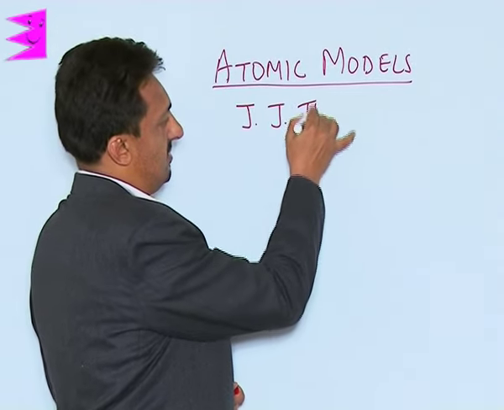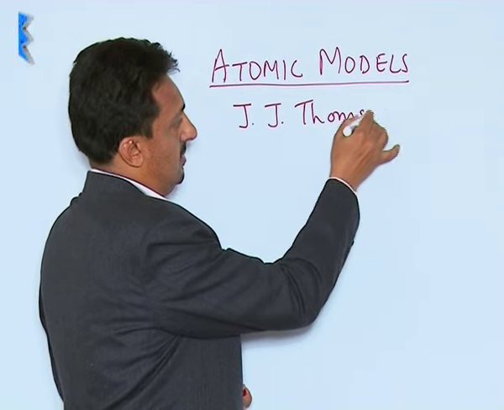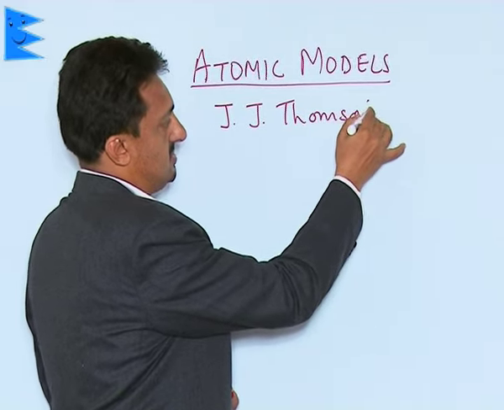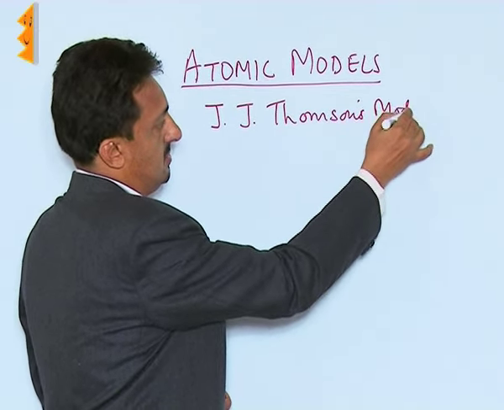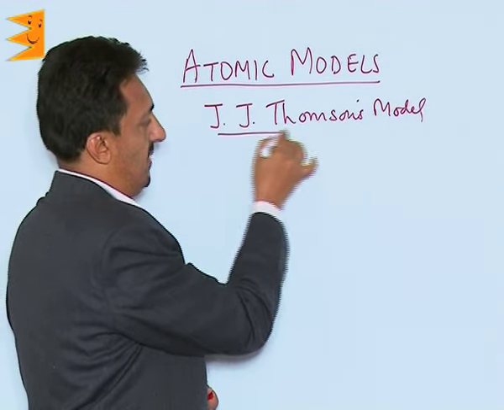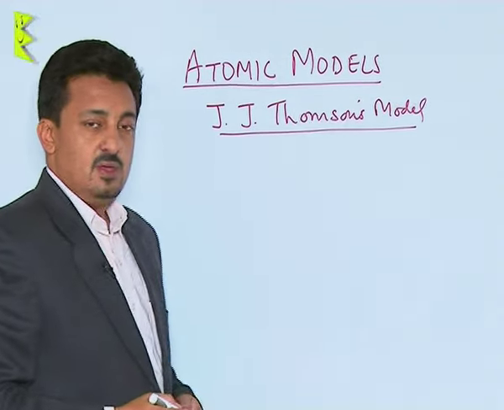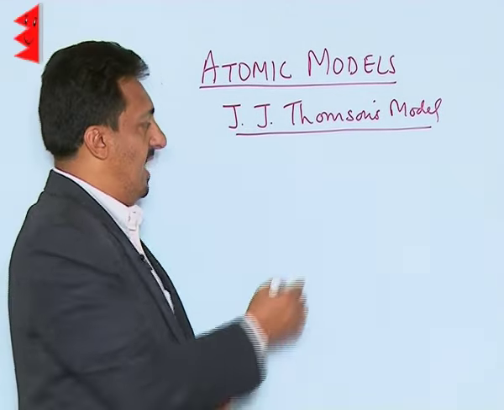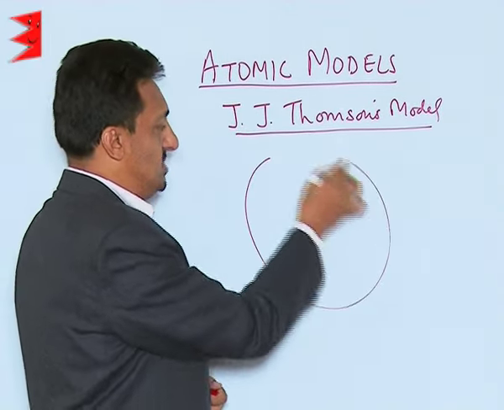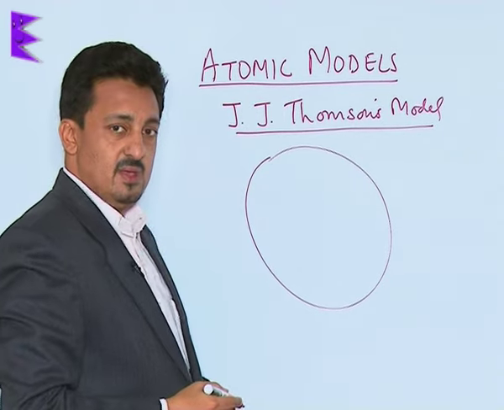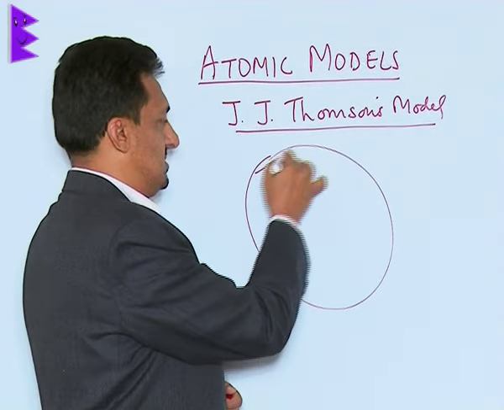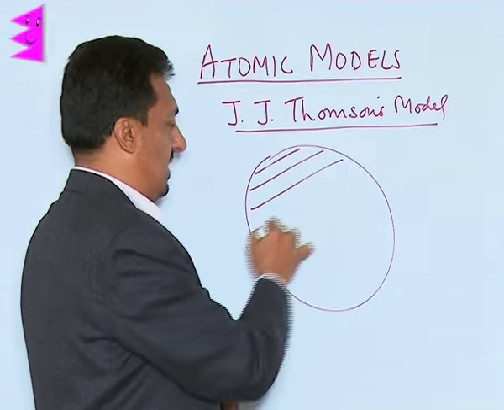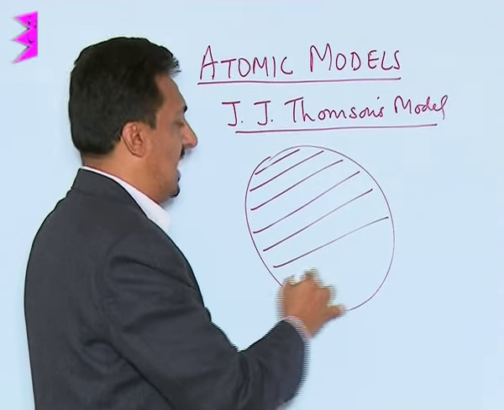So in the atomic models topic, we will first study J.J. Thomson's model of atom. Now, according to J.J. Thomson, the atoms are spherical in shape with the whole of their mass uniformly distributed throughout the atom.